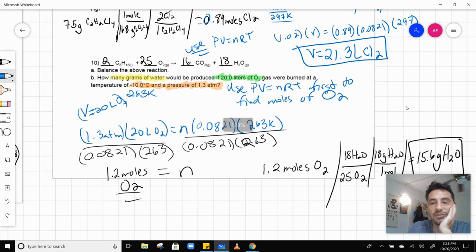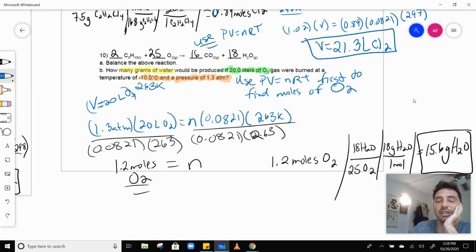Number 10, this one we actually have to do PV equals nRT first. So in this case, we're given 20 liters of oxygen. We need to convert from 20 liters of oxygen to moles of oxygen first. We need to figure out how many moles that is. So we do that. You use PV equals nRT. We use 1.3 atm. 20 liters of O2 is the volume. We're looking for n. R is always the same. T is 263. Solve for n. We get n is 1.2 moles.